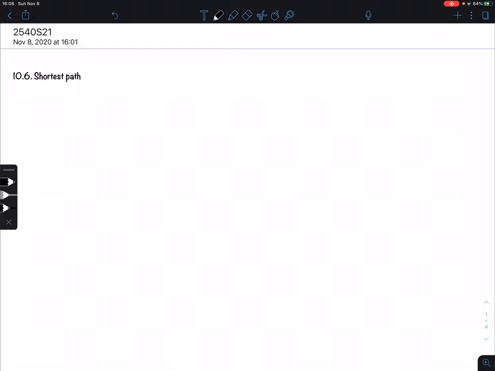Hi everyone. Our next topic is going to be shortest paths. But it's a little bit more than the name might suggest. Okay, the part of shortest length. But we are talking here about something new.